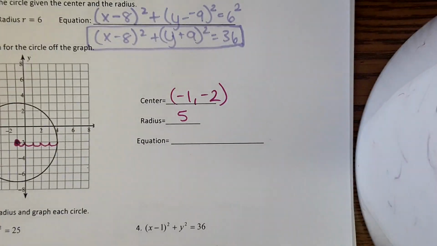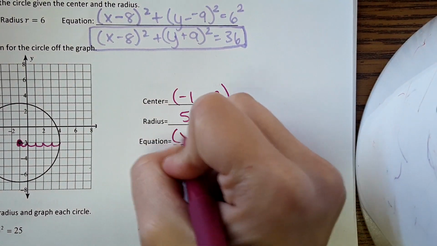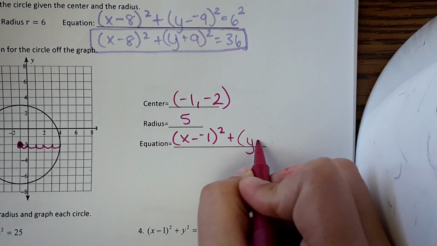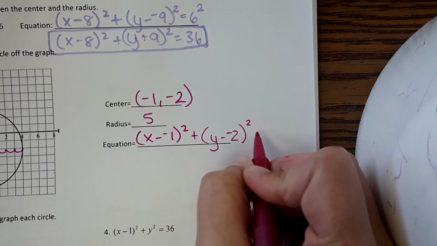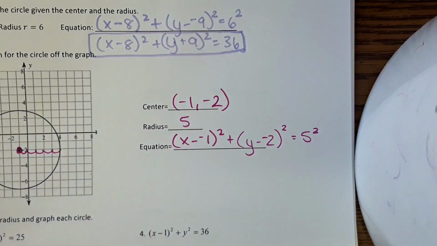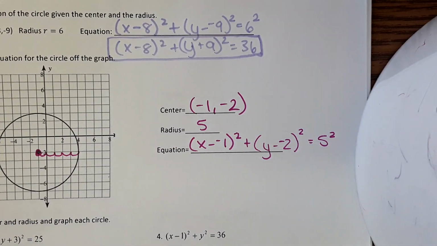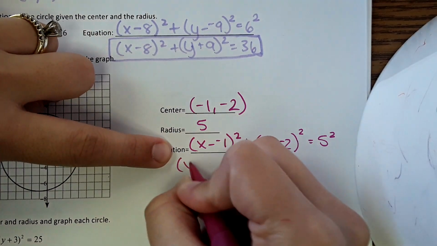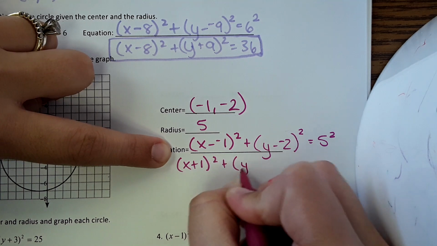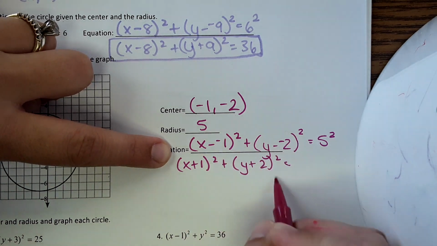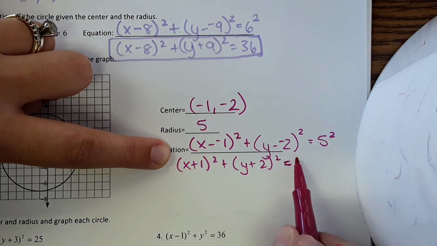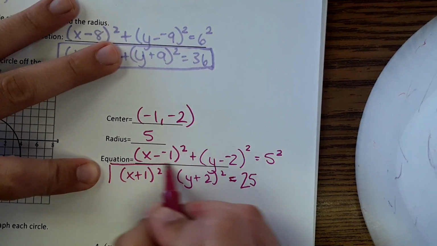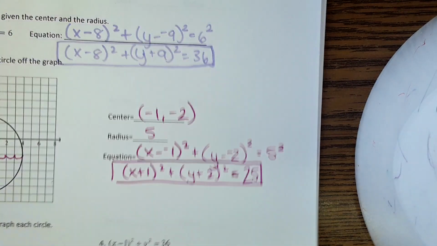And then for the equation, we're just plugging in the numbers. So x with x, and then we'll rewrite it, kind of cleaning it up. x minus -1 will be x plus 1. And then this is the equation of that circle.